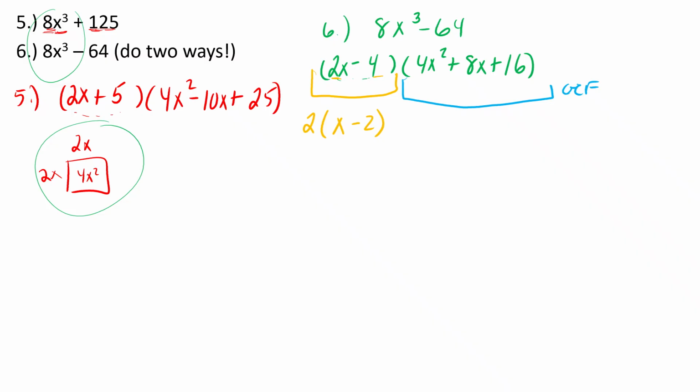Okay, 4, 8, and 16. So remember, this is multiplication. So I'm going to take out that 4, and I'm left with x squared plus 2x plus 4 right there. And so now I've got 2 times x minus 2 times 4 times x squared plus 2x plus 4. And these are both constants outside, so I could do 2 times 4. And that's going to give me 8. And I have x minus 2, and then the x squared plus 2x plus 4.